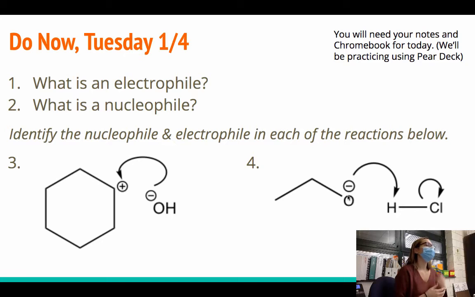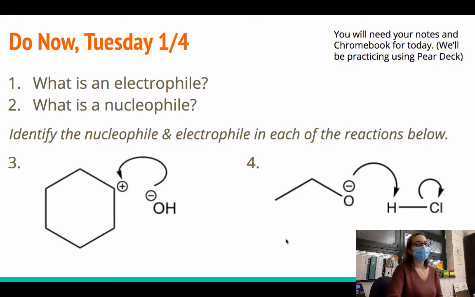And so since the oxygen has that negative formal charge, it's going to have more electrons. It's attracted to the nucleus. It loves the nucleus. And so this is the nucleophile. This entire substance is considered the nucleophile. And then since this hydrogen is gaining electrons in some way, this HCl is actually the electrophile.